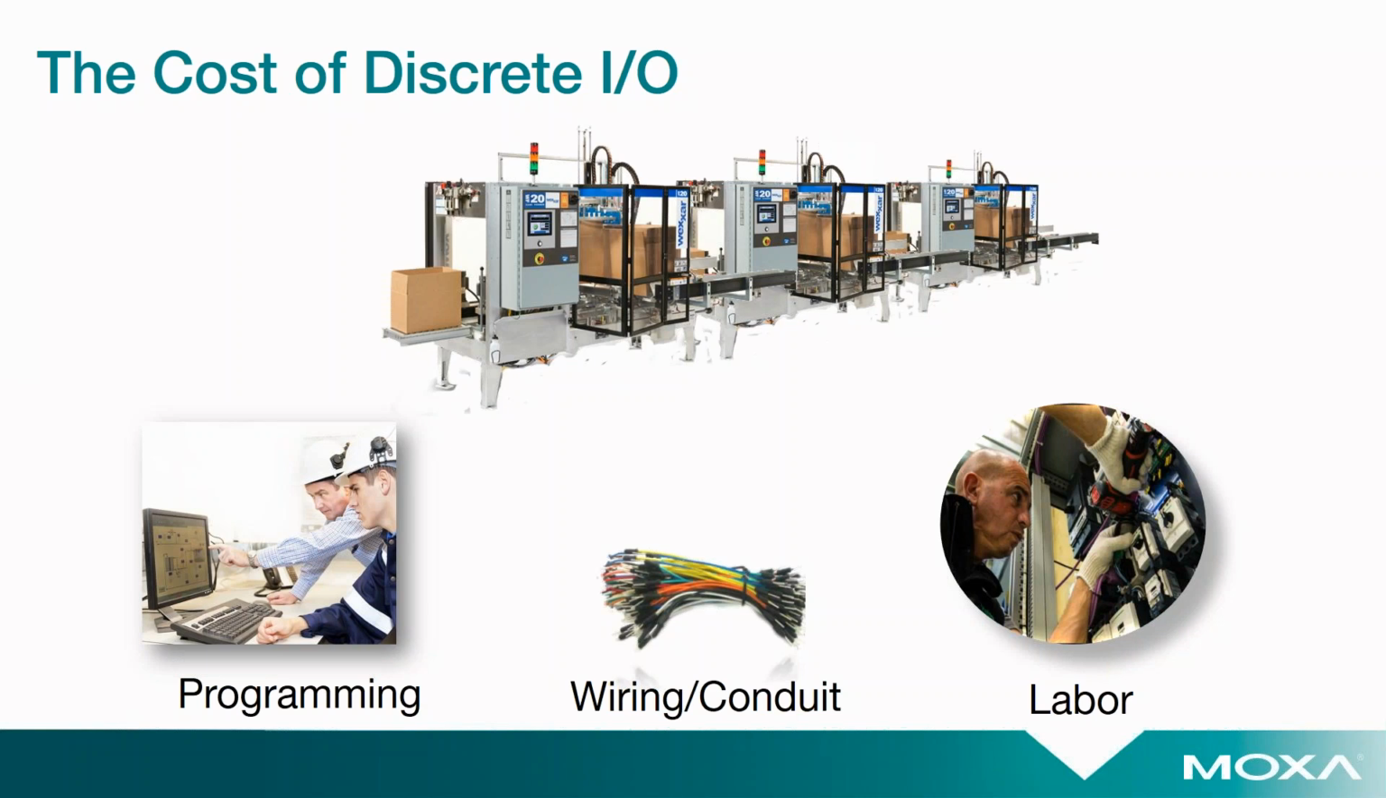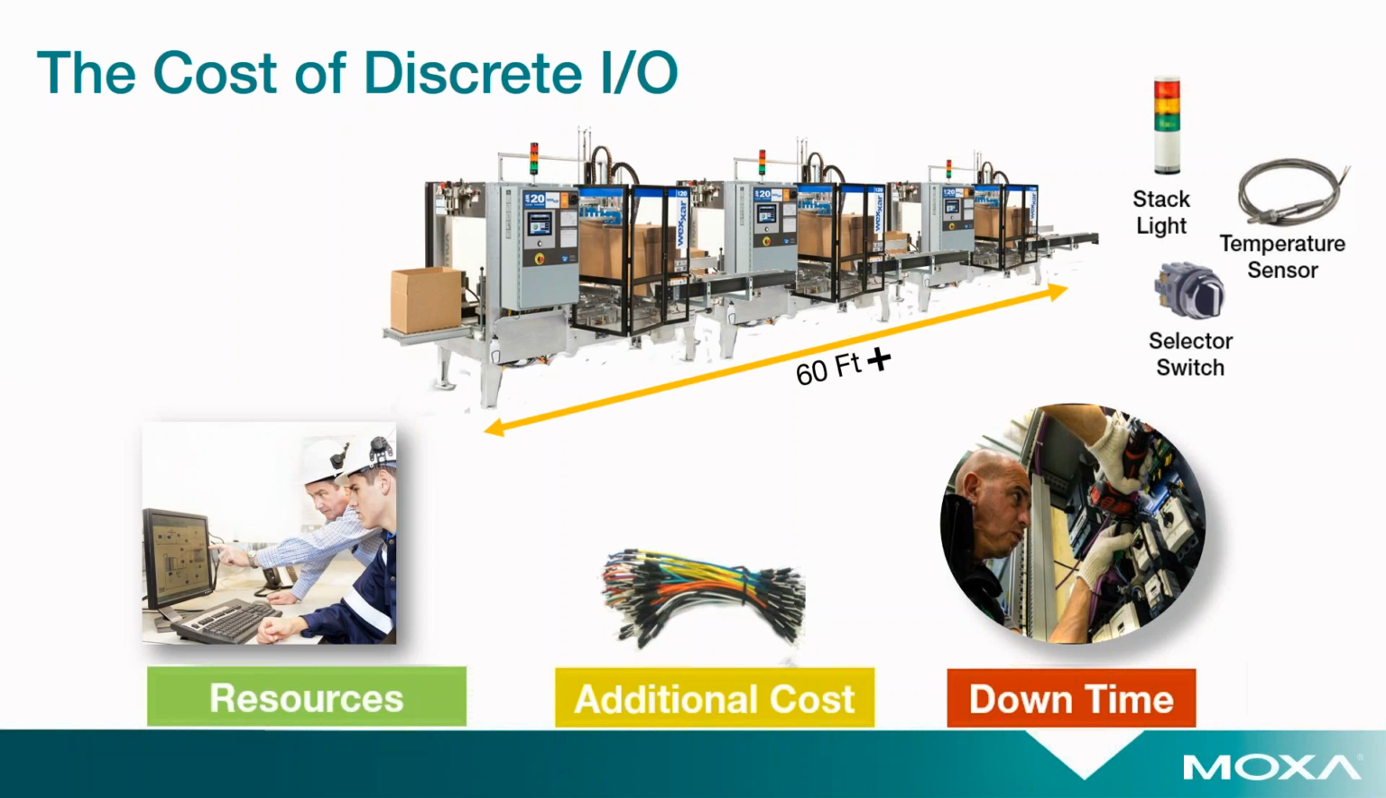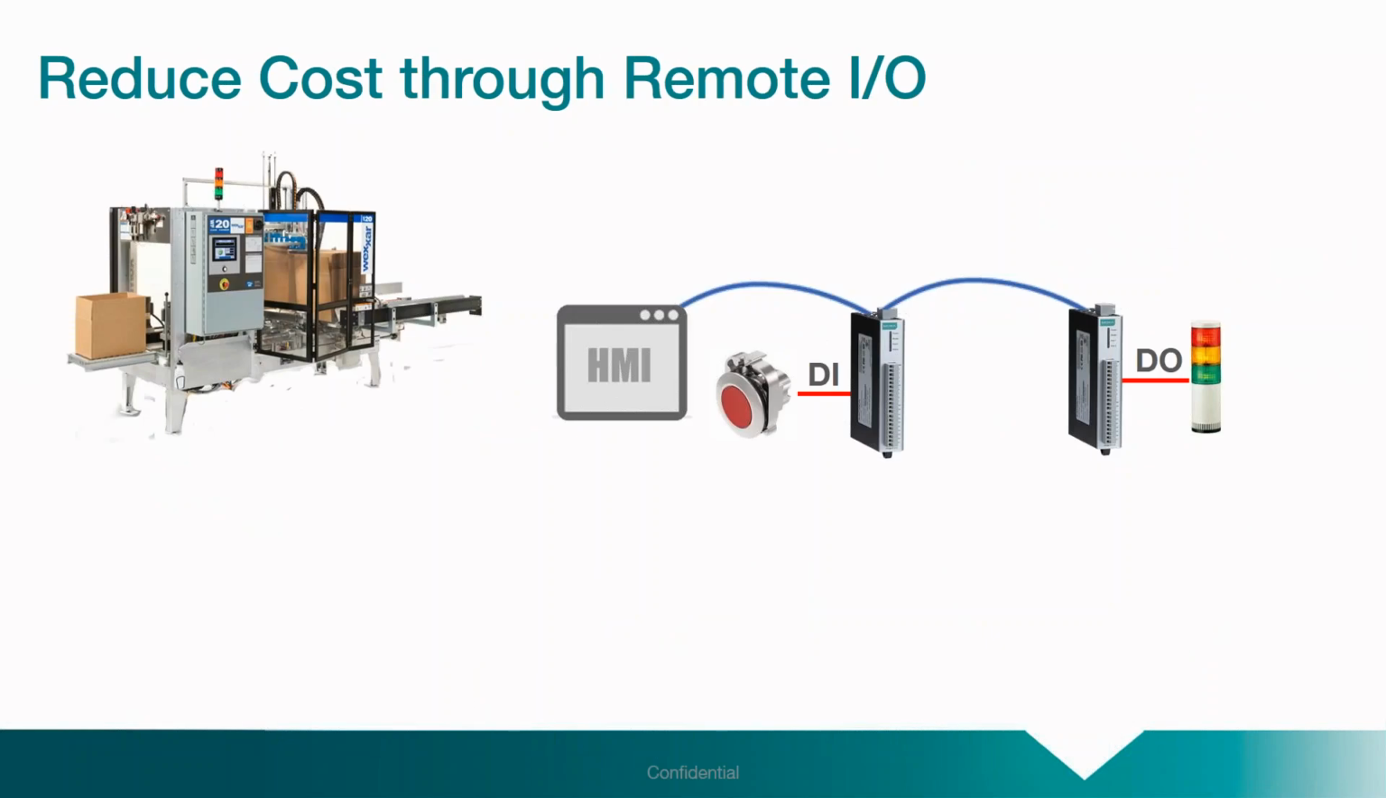So let's take a quick look at the current process for adding some discrete I/O and what that actually entails. It's going to involve some programming, some wiring, some conduit, and also some installation. So the labor equals downtime. The additional cost of having to run 60-foot plus shielded cable runs adds a lot of cost as well. And not to mention the resources needed to program your PLCs and to integrate those different sensors. So a really great option that we found is reducing the cost through remote I/O.